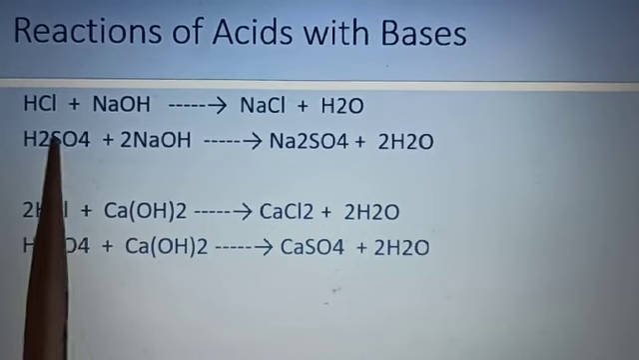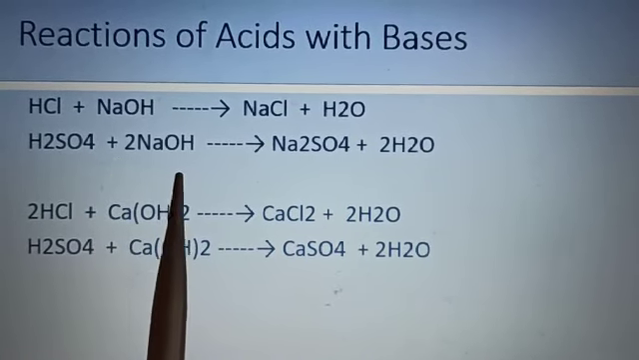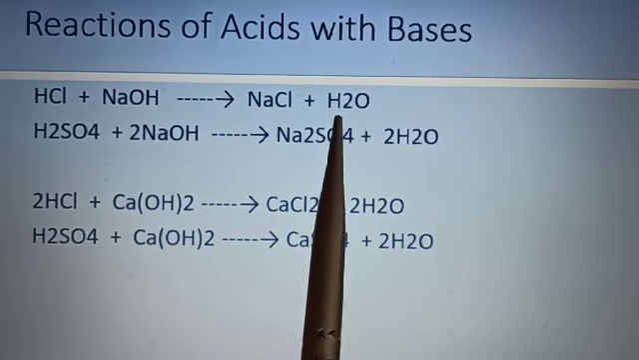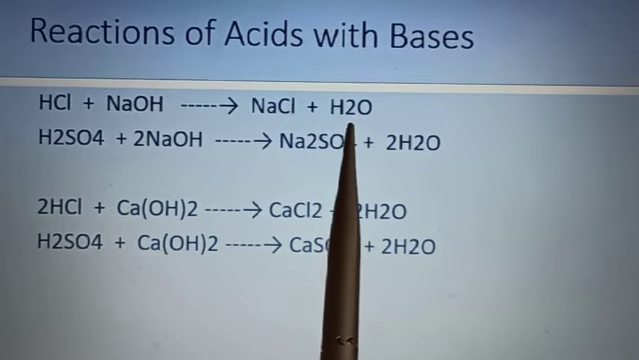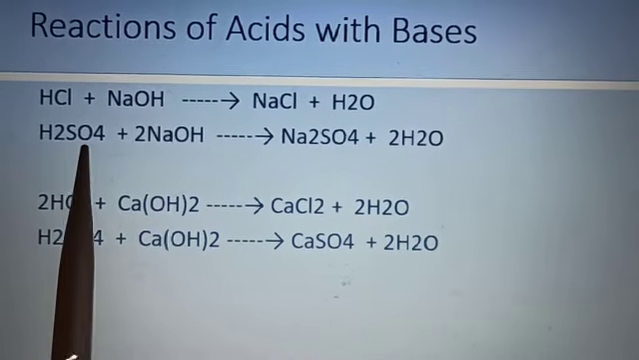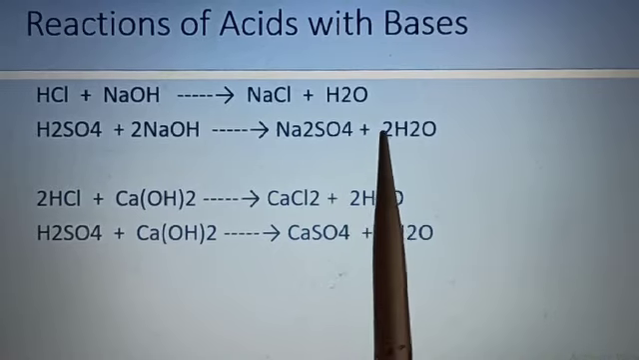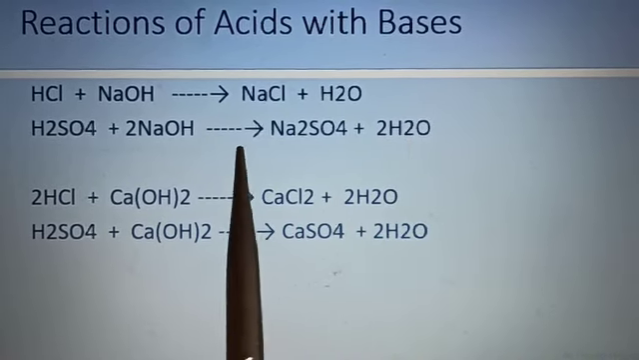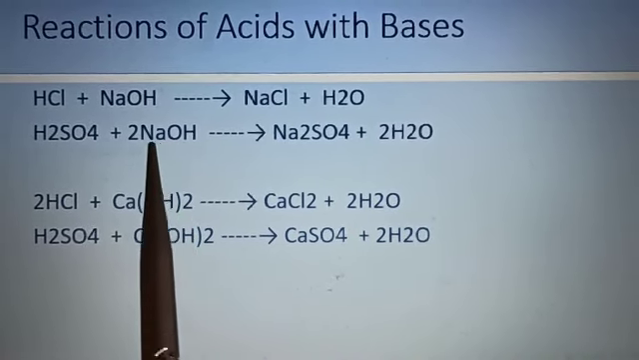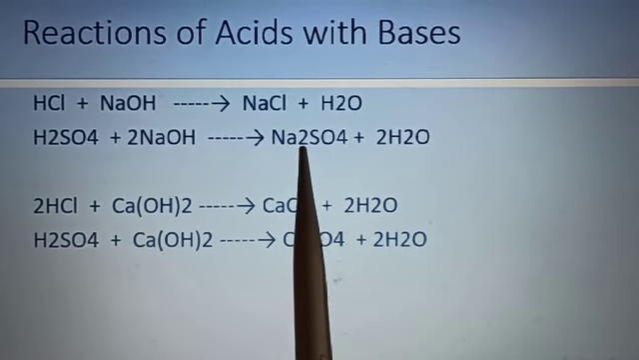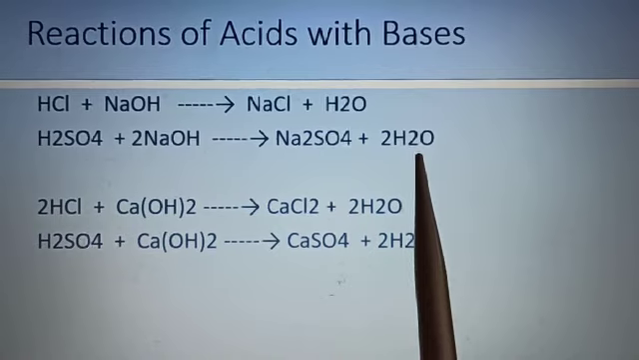Some more examples of these reactions are given here. This is the same reaction which we have done in the previous slide. HCl plus NaOH gives NaCl plus H2O. Next is H2SO4 plus NaOH. It forms Na2SO4 plus H2O. When sodium hydroxide reacts with sulfuric acid, it forms sodium sulfate, that is Na2SO4, plus water, that is H2O.